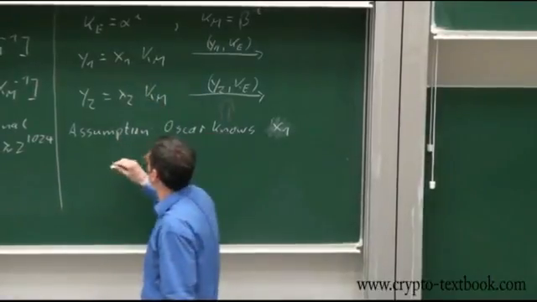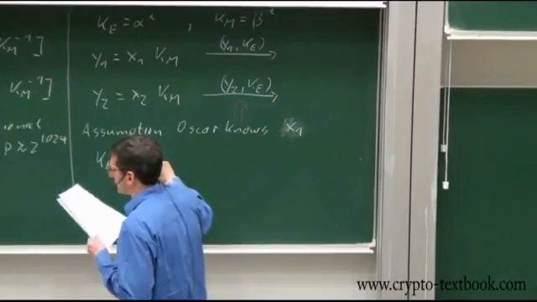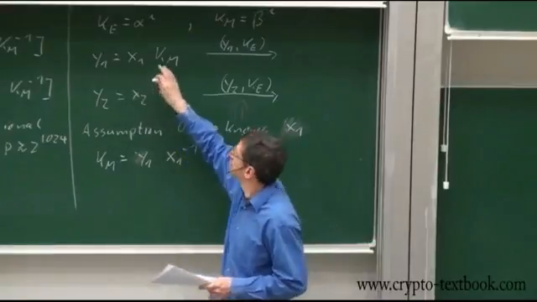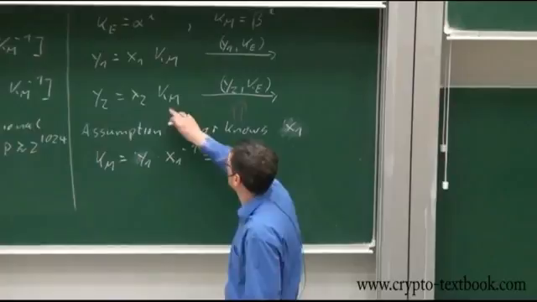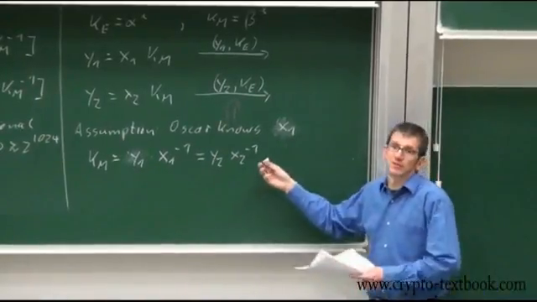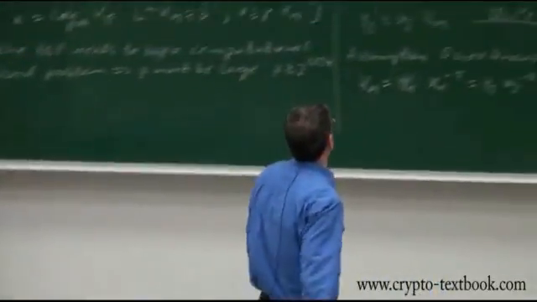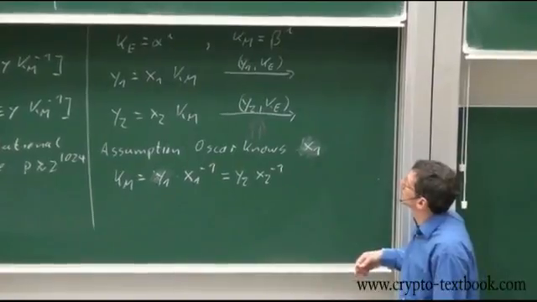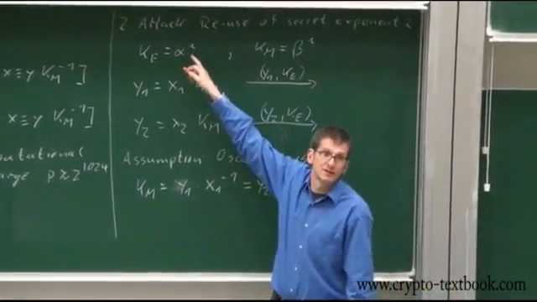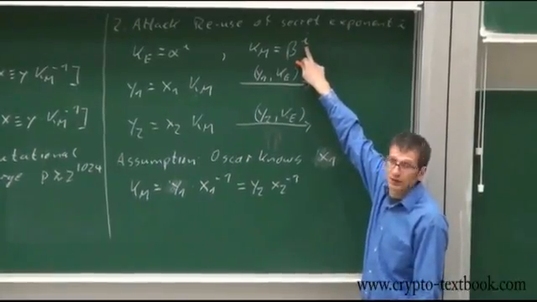What he can derive from these two equations is obviously Km is y1 times the inverse of x1. I'm just looking at this equation and reordering it. But this is also equal to y2 times x2 to the minus 1. And that's the problem. So Oscar sees KE is the same, so what he concludes is that the secret exponent is the same. But what follows from now, and this is a real problem, the masking key is also identical, right? If I is identical, both masking keys are the same.